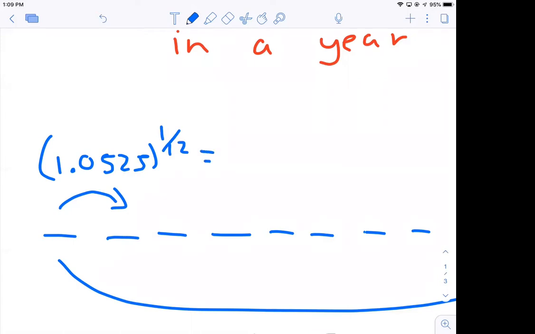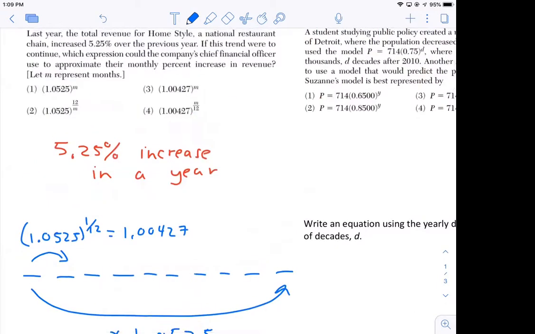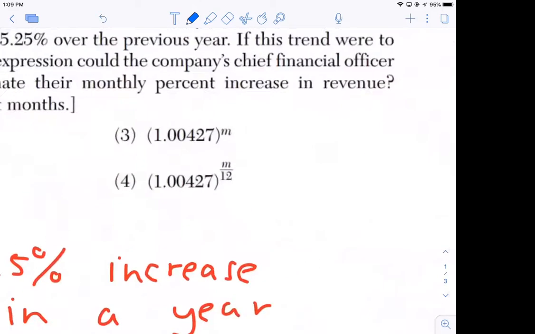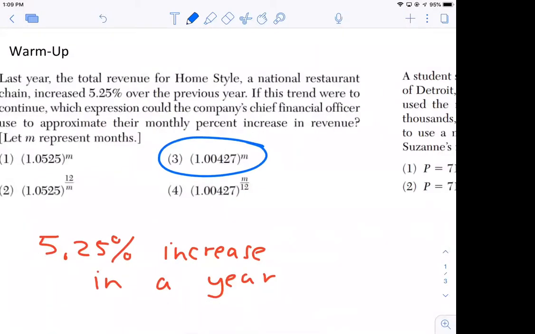So our monthly growth factor is 1.00427, right? That's the 12th root of 1.0525. And if that's our monthly growth factor, that means each month we're growing by 0.427%. And so that's our monthly growth factor. That's just to the m power for each month. And that's choice 3. All right, good?